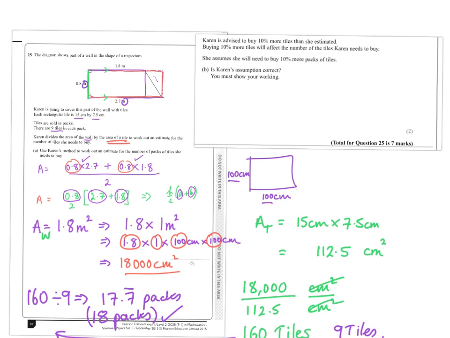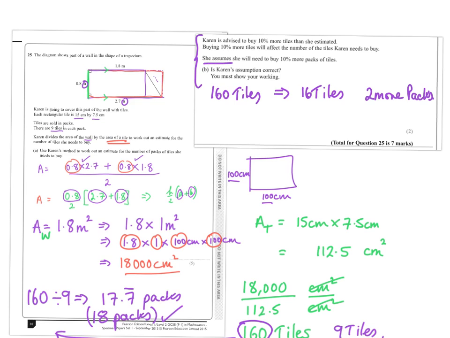Now again, this last part, let's read this carefully. Karen is advised to buy 10% more tiles. Well, that means that if she had 160 tiles to begin with, don't forget, down here, and she was asked to buy 10% more, well, you should know that 10% of 160 is 16 more tiles. Now, if she's bought 16 more tiles, then surely if there's 9 tiles in a pack, she'll have to buy 2 more packs.